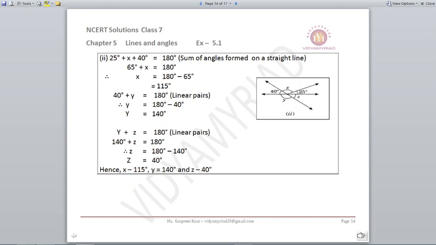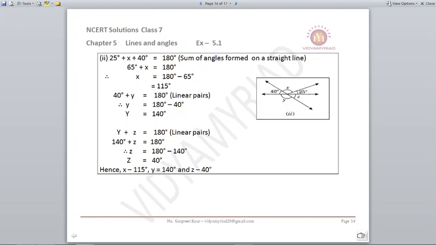Now in this figure, if you see, you are given 40, x, 25, z and y. Now we know that the sum of the angles formed on a straight line becomes 180 degrees. So if you see 25 plus x plus 40, that is equal to 180. So we can find out x, that comes to 115 degrees.